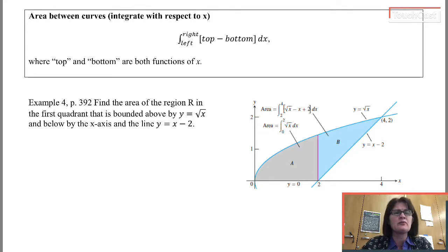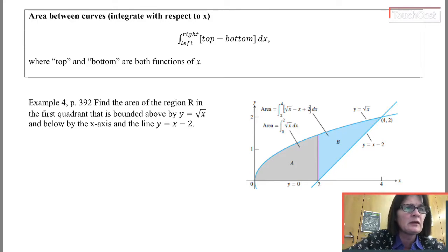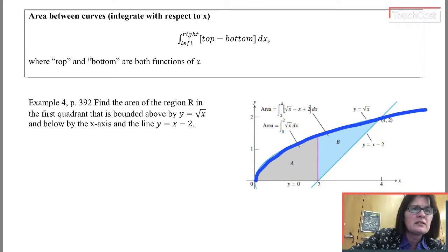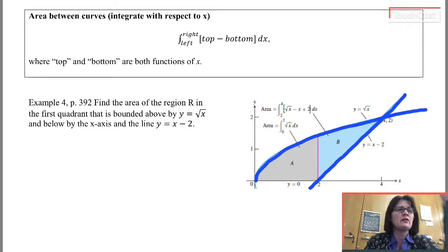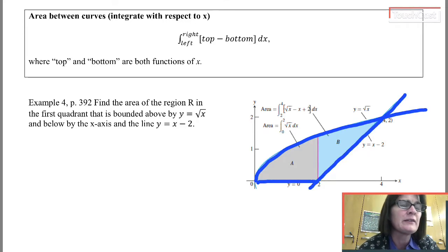That's what happens here in example 4. It's the third example on this page, but it's example 4 in your textbook. I have this region, the whole region is called R, and I know my curves. This is y equals square root of x up here. And this is y equals x minus 2, this line here. And I want to find the area in the first quadrant. So I know that x equals 0, the y-axis, and the horizontal axis are part of my boundary because they're the first quadrant boundaries. So I also have this boundary here.